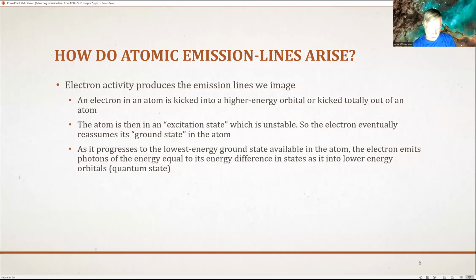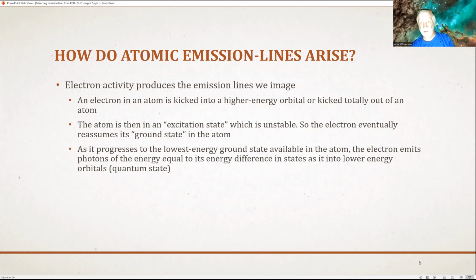Okay, how do atomic emission lines arise? An electron in an atom is kicked from a low energy orbital up to a higher energy orbital, or kicked totally out of the atom. This atom is then said to be in an excited state, and that's unstable. The electron wants to be in the atom, so eventually the electron resumes its ground state. It moves from an excited state, perhaps free around the atom, to the ground state of the atom.